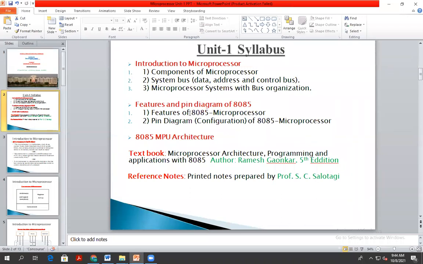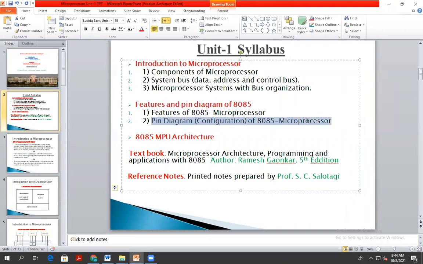Okay. So today I will go through the pin diagram. In the first lecture, one of the students asked me, sir, please explain the pin diagram of the microprocessor. So today your time has come. Now I am going to explain the pin diagram of the 8085 microprocessor. In the same way, in the second unit, you are going to study the pin diagram of the 8086 also. But today, for unit number one, you are going to study the 8085 microprocessor pin diagram. So just now we'll go to that slide.